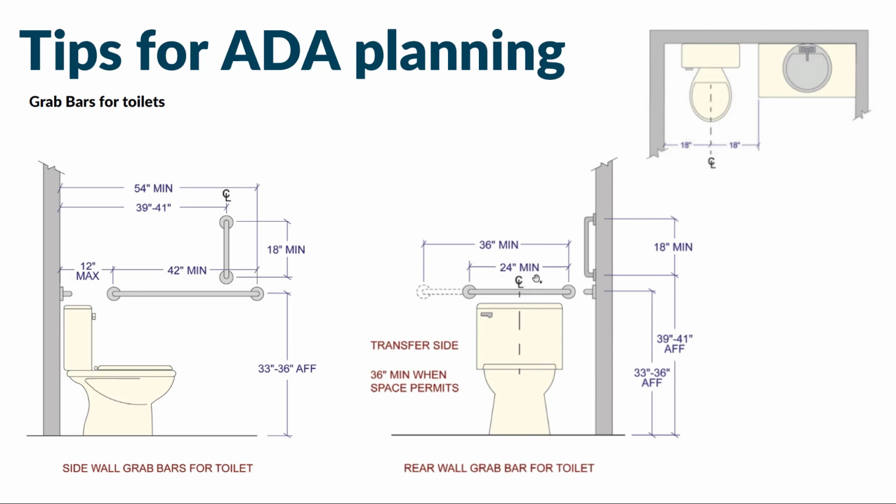Okay? And then you always have a smaller grab bar to the back of the toilet as well. Minimum 24 inches wide, centered on the toilet, but 36-inch minimum on the transfer side, if possible.